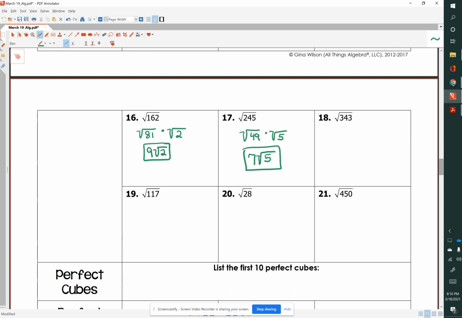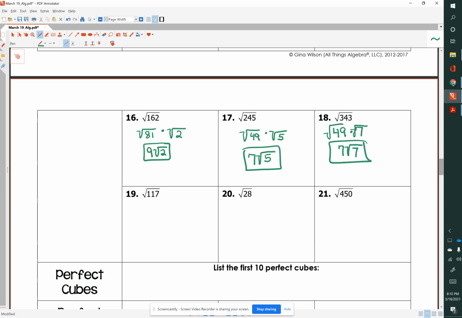Number 18, 343. Well, this 343 can be thought of as 49 times 7. So it would be the square root of 49 times the square root of 7. And the square root of 49, which is a perfect square, is 7. So it would be 7 times the square root of 7. I don't need that multiplication symbol. I can just write it like this.